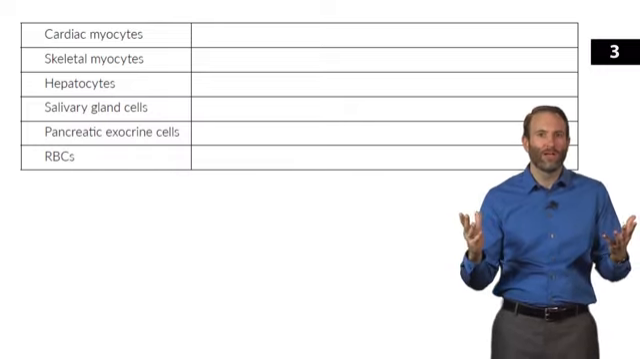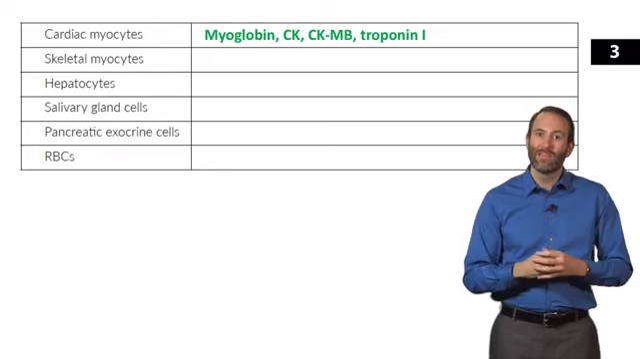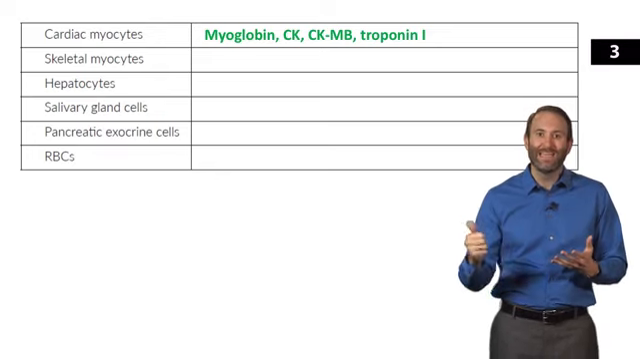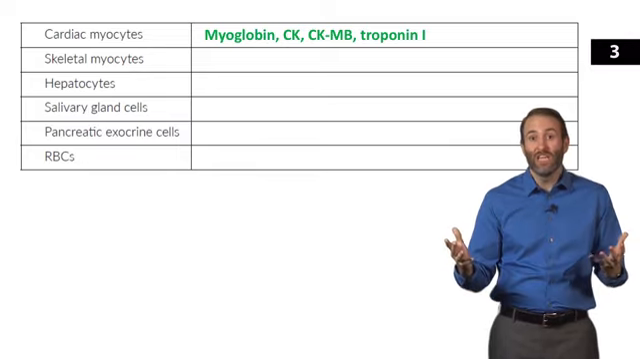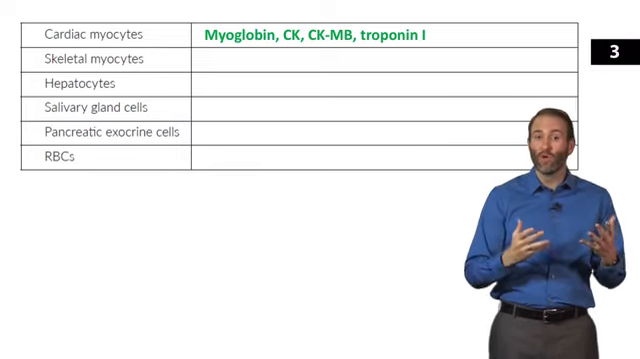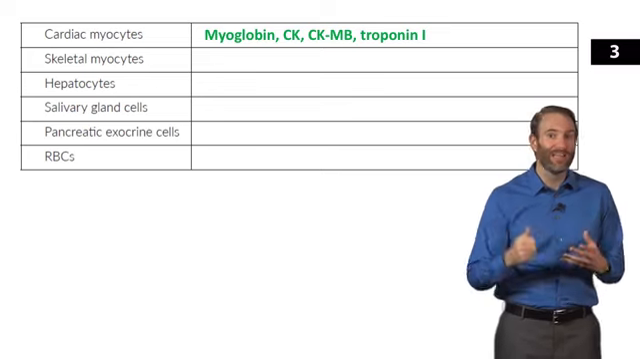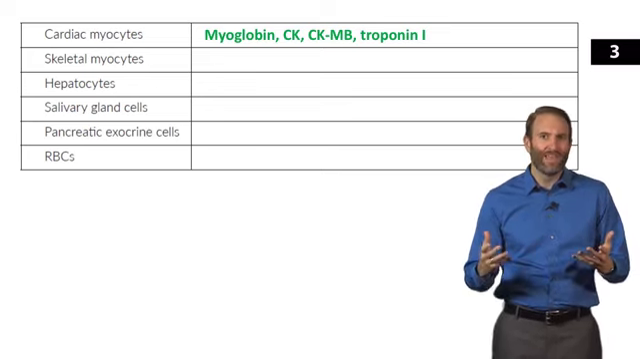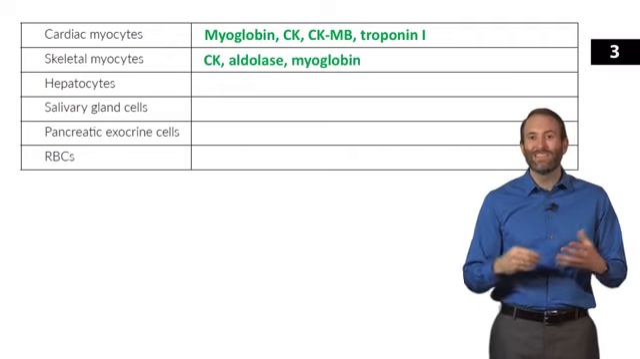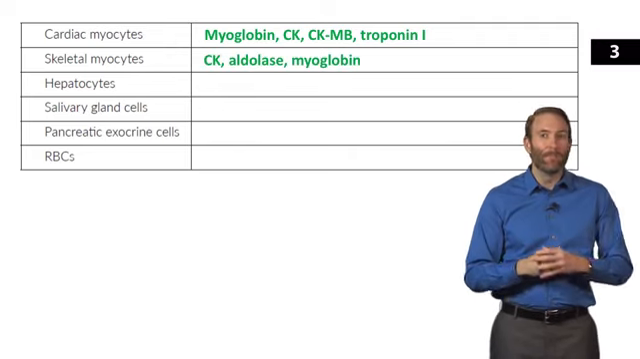So cardiac myocytes, when they die, what are you going to get? We're going to get things like myoglobin. You're going to get CK, CKMB. You're going to get troponin I. So when someone comes in the ER with chest pain, we always check for cardiac enzymes, especially troponin I and CKMB. Now what about with skeletal myocytes? What if they die? What are you going to see? Well, you're going to see an increase in CK, aldolase, again, myoglobin.